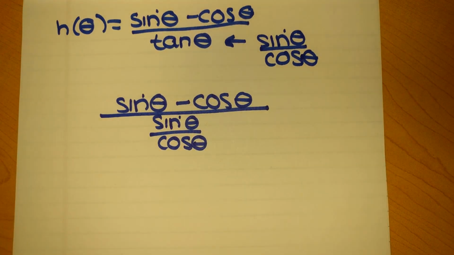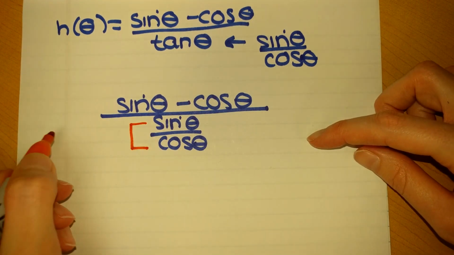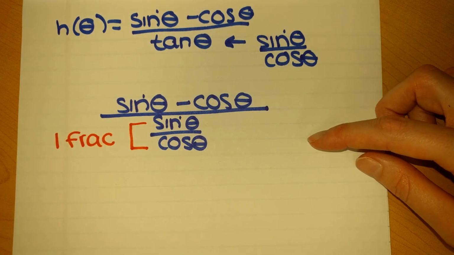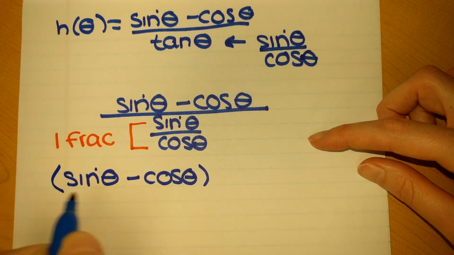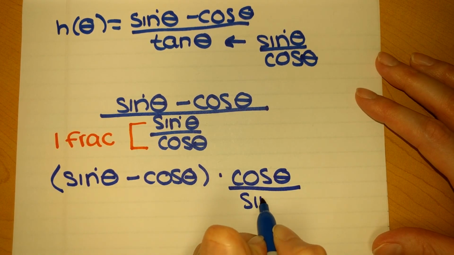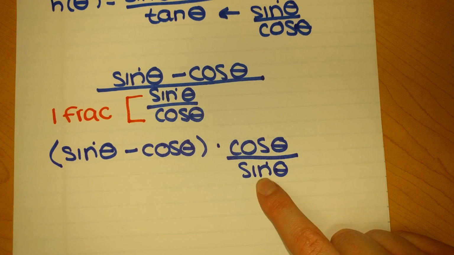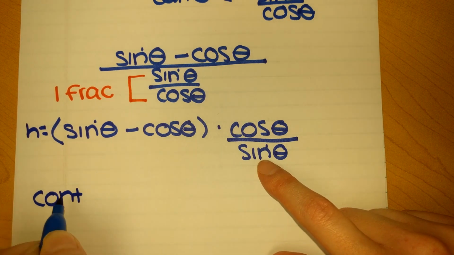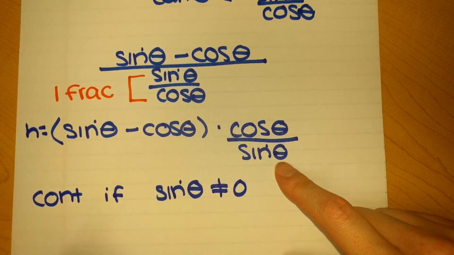So this is our switch flip idea that we have a complex fraction. Now keep in mind that this is our one fraction and that our numerator is over 1. So when we flip this thing, it's going to look like sine theta minus cosine theta, all of that times the flip of this denominator, which is cosine theta over sine theta. So really at the end of the day, what we have in the denominator is sine theta. So what we will do here is we will say that this function h of theta is continuous if the denominator, which we're left with, sine theta, is not equal to 0.